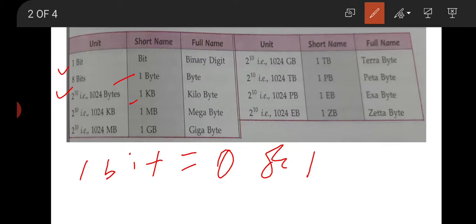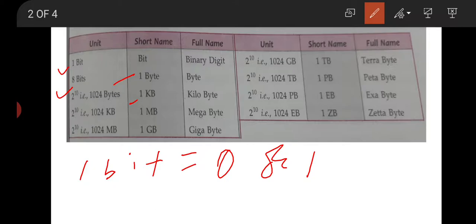1024 means 2 to the power 10. If we are going to study the measurement of memory units of a computer, then we have to keep one thing in mind, that we always work in 2 to the power something: 2 to the power 0, 2 to the power 3, 2 to the power 10, like this, because the base of the binary digit is 2.